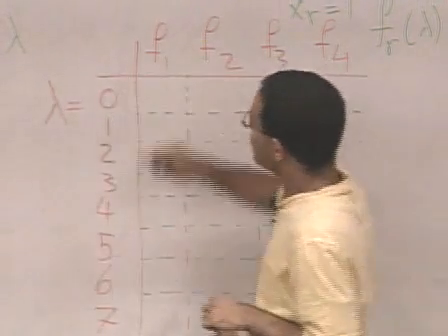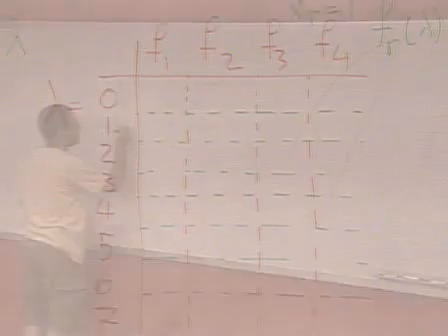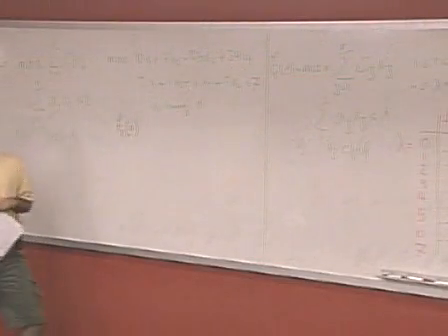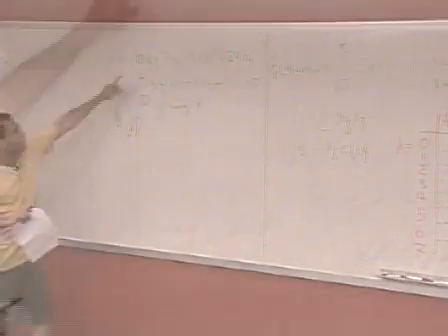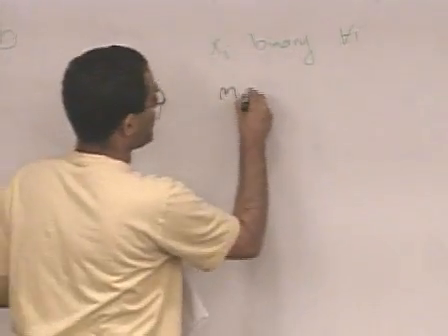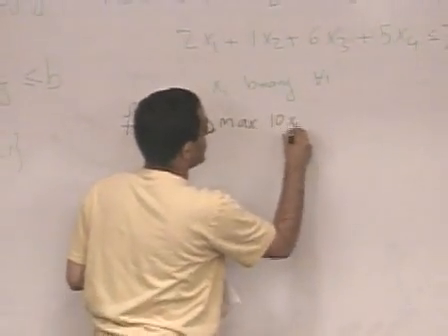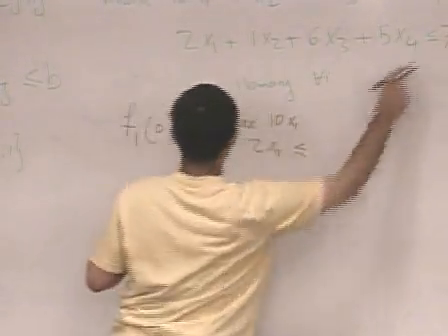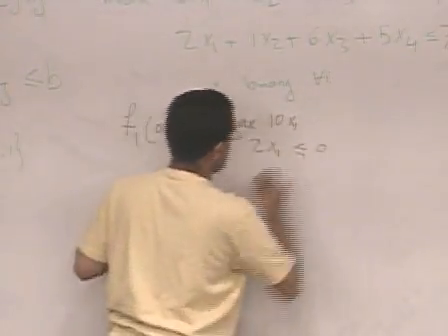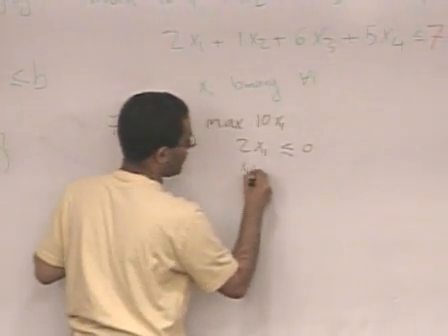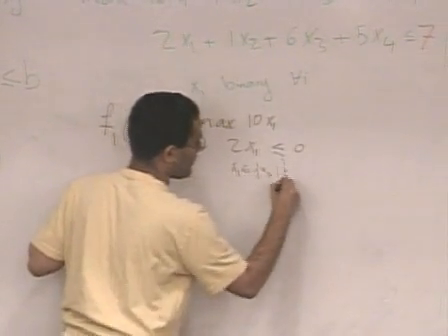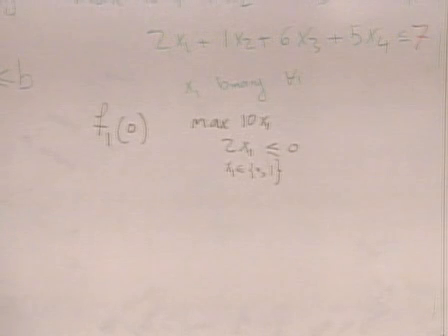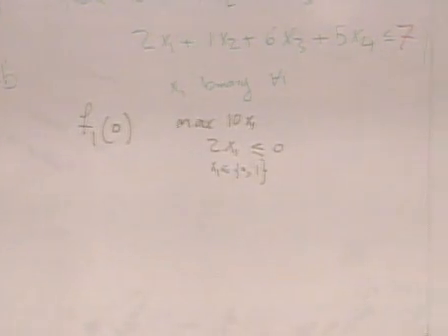The first one that we want to find is f1 of 0. So what does f1 of 0 mean? It means that you want to put one item, the first item. Maximize 10x1, given that 2x1 is less than or equal to, what's the capacity? 0. And x1 is either 0 or 1. So what's the optimal solution here? 0. So this is 0.